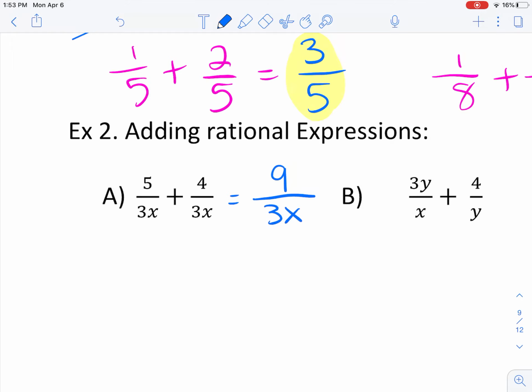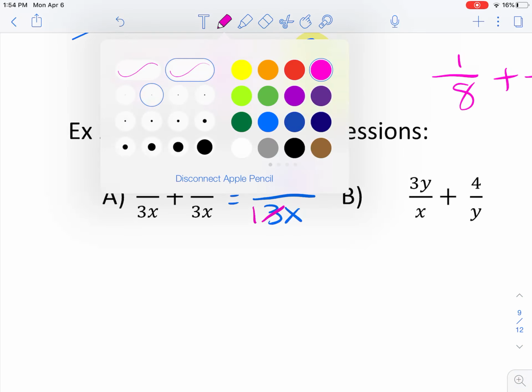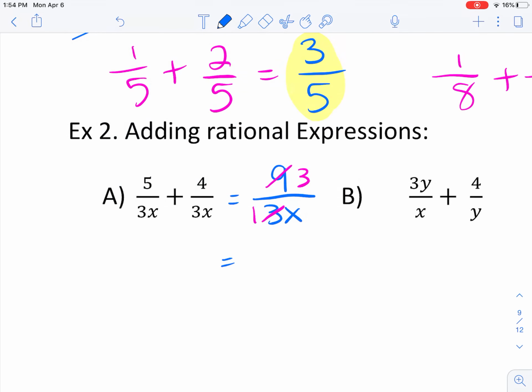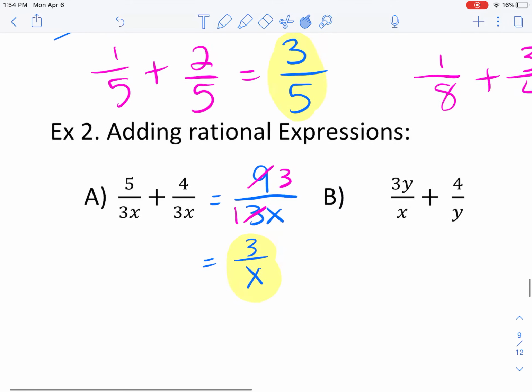Check and see if this is already simplified. 9 over 3x is not simplified because both 9 and 3 are divisible by 3. So if I divide both of those by 3, we end up with 3 over 1x. But we don't need to write the 1 in front, so it's just 3 over x. That's simplified. We added. That would be our solution.